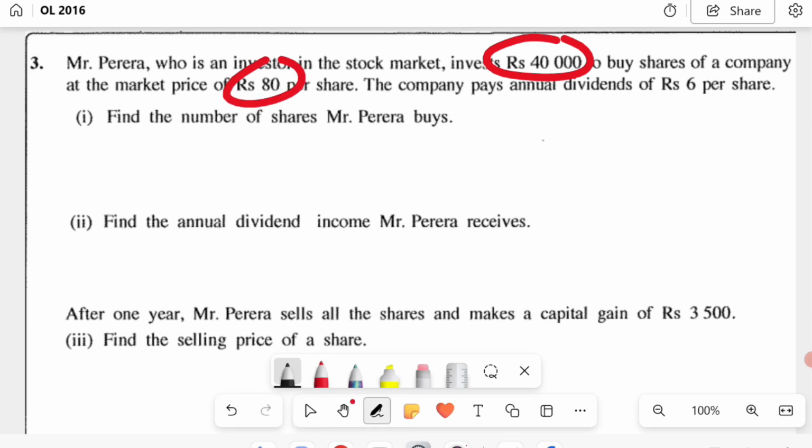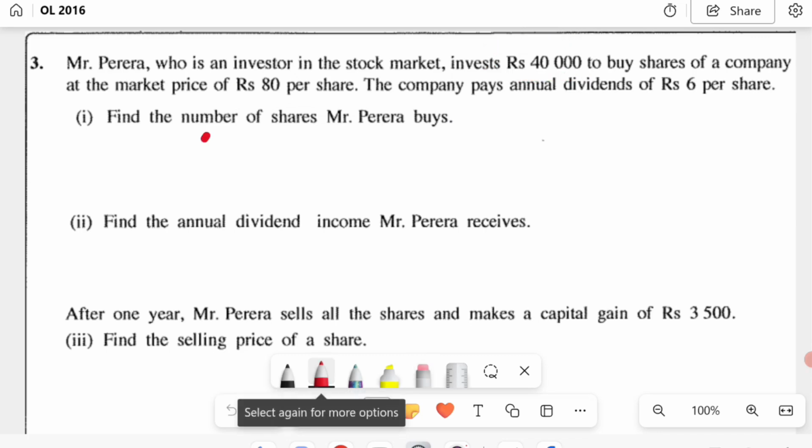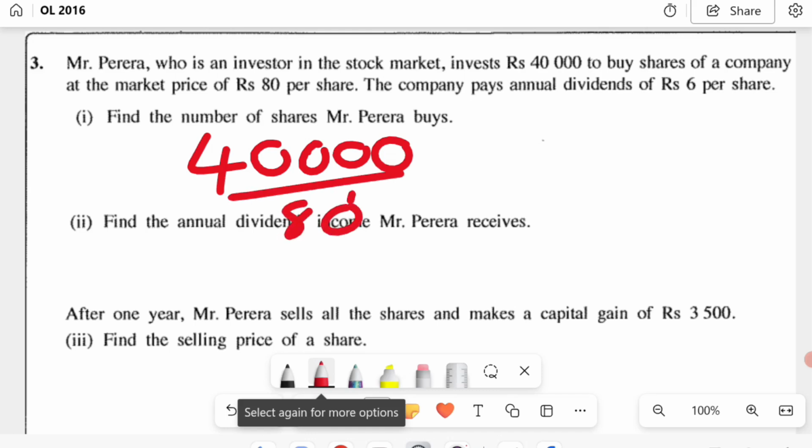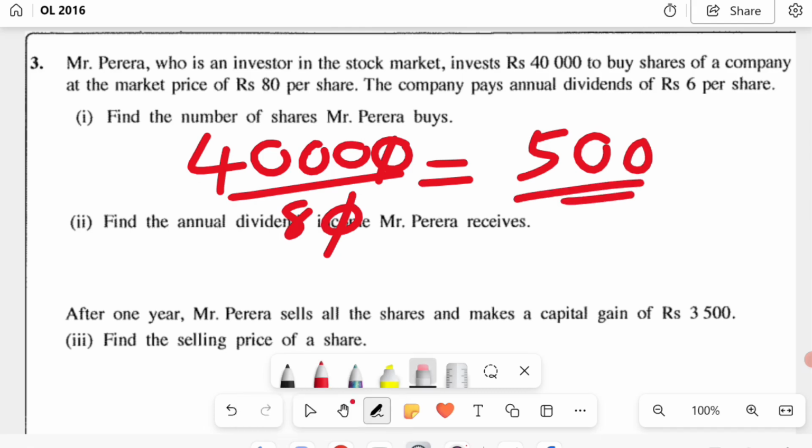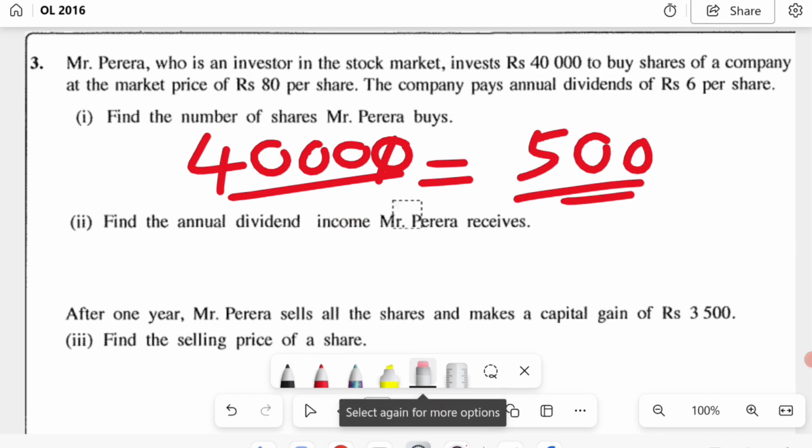We know that when getting shares, we can divide the invested amount by the market price to obtain the number of shares. Then we get the number of shares: 40,000 divided by 80. We can cancel out the zeros. 40 divided by 8 is 5, then 0, 0. 500 shares.